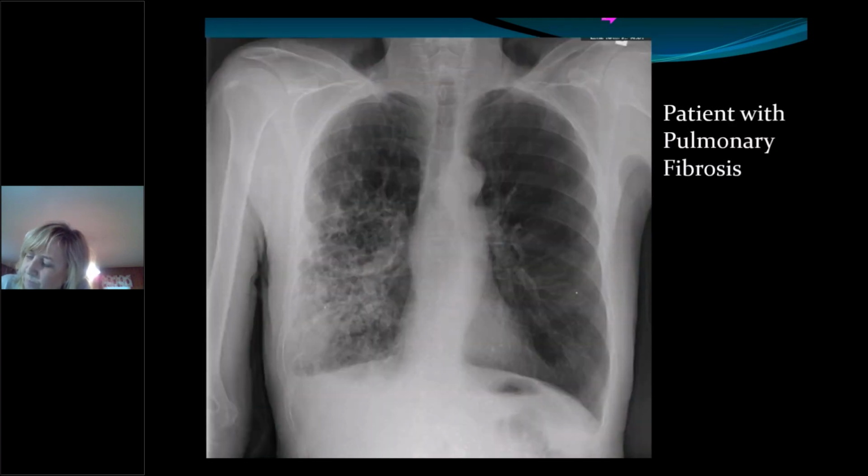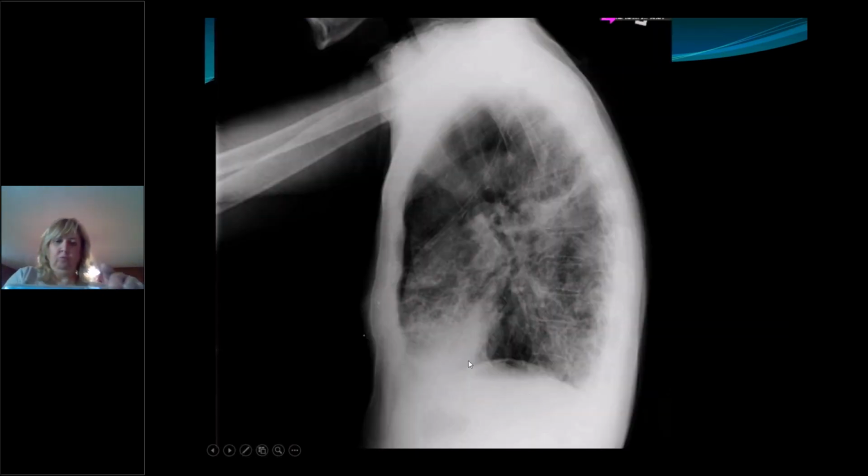This is a patient with pulmonary fibrosis. Thought it was kind of interesting because you can see all that fibrotic tissue. You see what appears to be an effusion on the right lower corner here. We don't see that nice normal costophrenic angle like we see on this guy. And the lateral view, again, you see all this fibrosis within the lung tissue. Really makes it hard to see anything because it's superimposed on normal tissue.